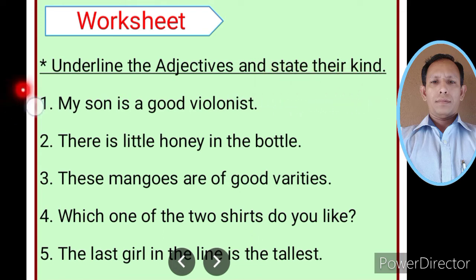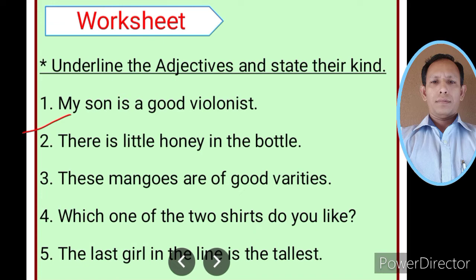The first sentence is: my son is a good violinist. My son is a good violinist. You must underline the adjective. Please try. You can do it now, instantly, in your mind, or you can take a screenshot.